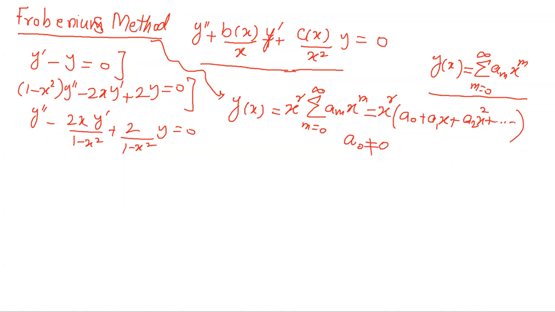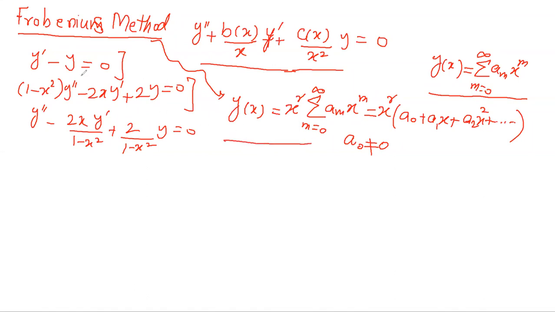The Frobenius method says that if we apply this substitution in the form of this power series involving x power r, we can get at least one solution. We need two solutions, because this is a second order differential equation. By this method we can get at least one solution. We can get two solutions as well, but at a minimum we can get one. If we have one solution, the other solution we can find by methods such as the reduction of order method.